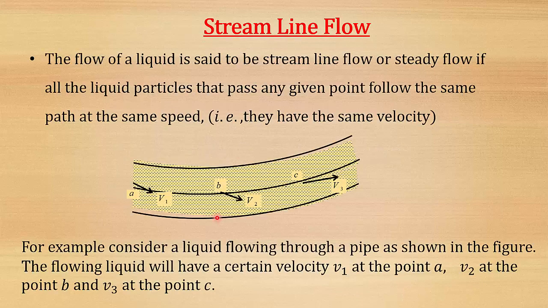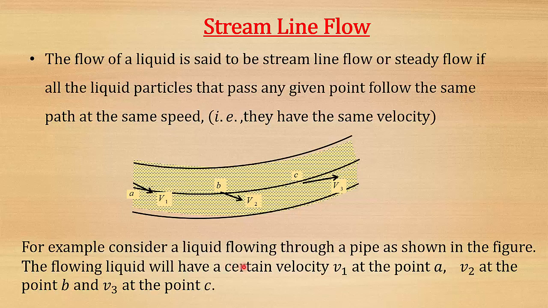We can study them one by one. The flow of a liquid is said to be streamline flow or steady flow if all the liquid particles that pass any given point follow the same path at the same speed. You can observe point A, point B, point C. When you consider any point, its velocity is the same. So when it has the same velocity, we can call it a streamline flow.